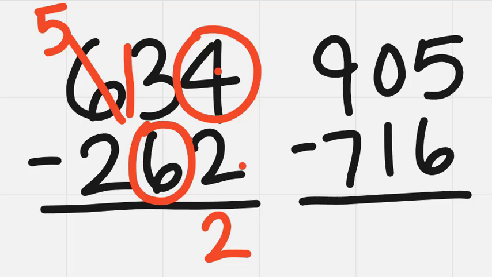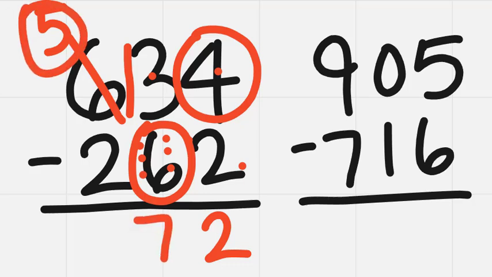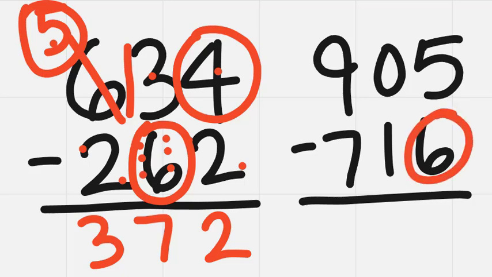We'll touch and count backward. 13, 12, 11, 10, 9, 8, 7. Finally, we'll circle the 5, touch and count. 5, 4, 3. Our answer is 372.